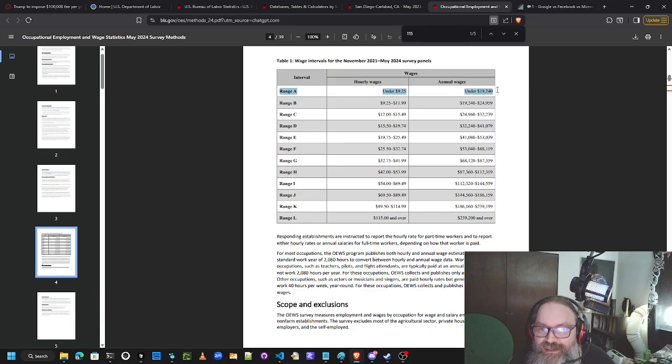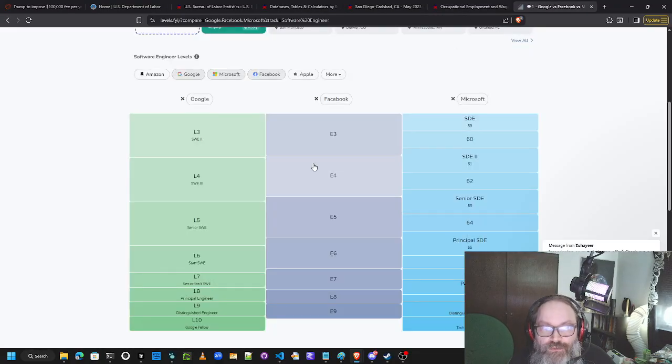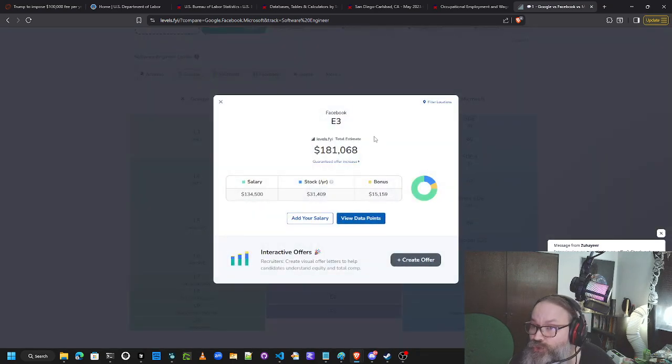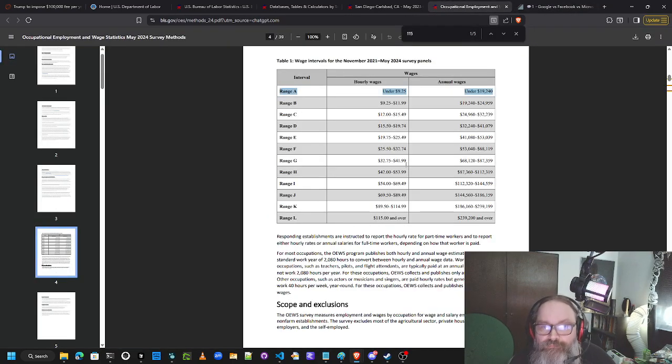you're unfortunately also making the claim that this is valid data to average for a software development engineer. It's not. And to be clear, when you go into this, you look at Facebook, an E3, which is their junior level developer, $134,000. So it's gone down a little bit, because before it was 40 something. But oh well, it's still there.